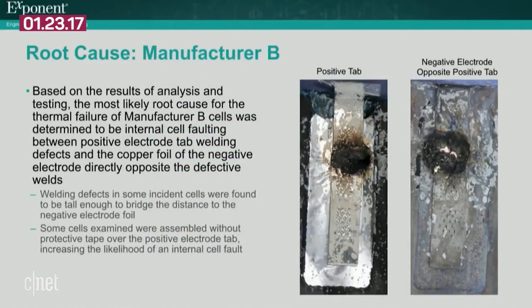cells. Exponent's findings related to the thermal failures of cells from manufacturer B showed that manufacturing defects on the welds of the positive tab were able to bridge the space between the positive tab and the neighboring negative electrode, resulting in cell faulting and, in some instances, thermal runaway.